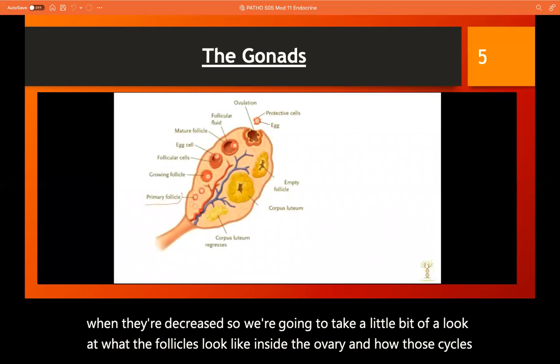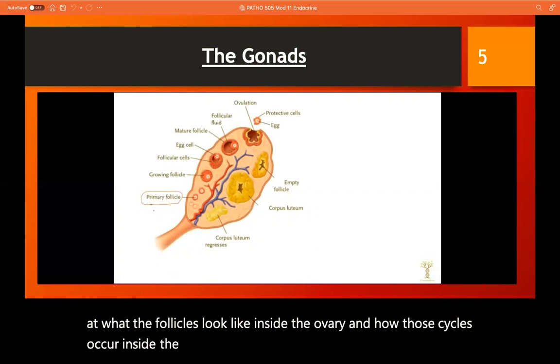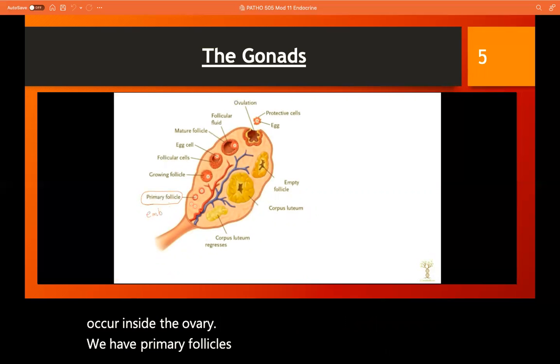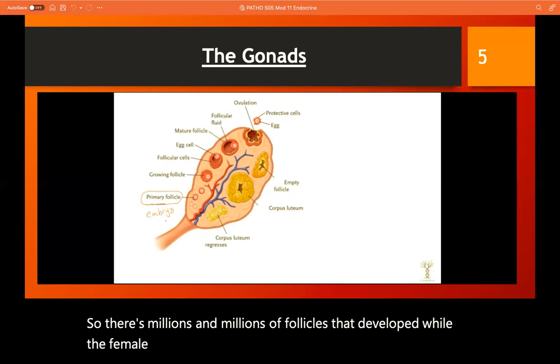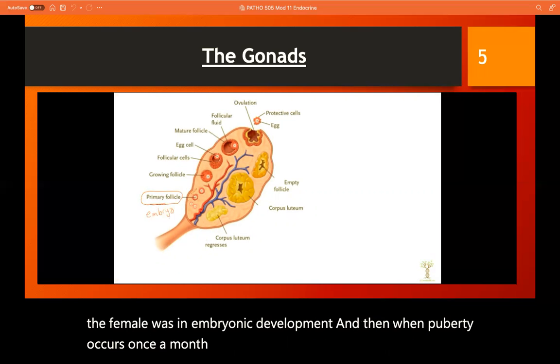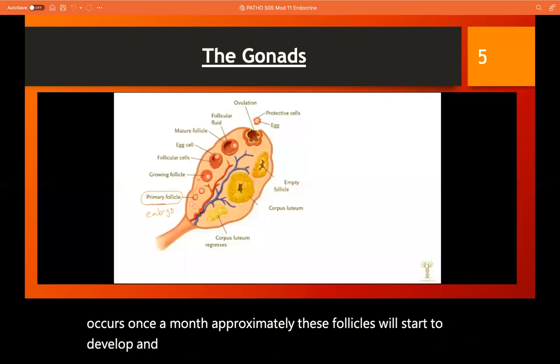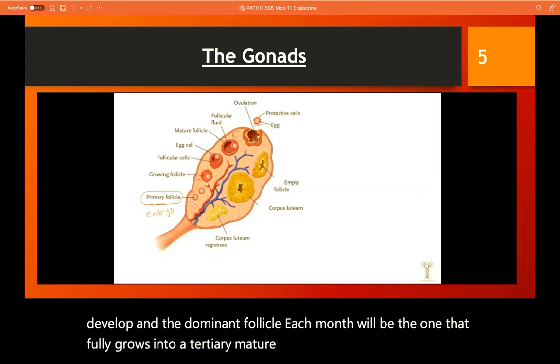Inside the ovary, we have primary follicles. These developed while the female was an embryo. So there's millions and millions of follicles that developed while the female was in embryonic development. And then when puberty occurs, once a month approximately, these follicles will start to develop. And the dominant follicle each month will be the one that fully grows into a tertiary mature follicle, and one egg will be released.